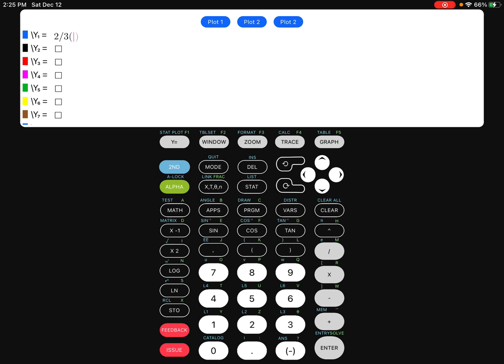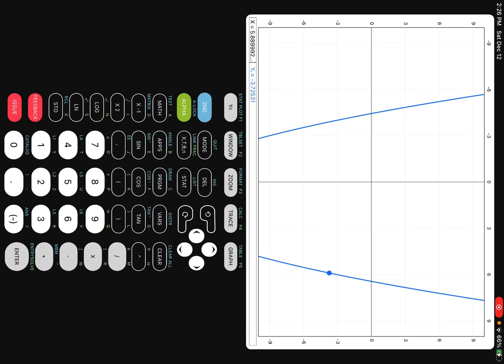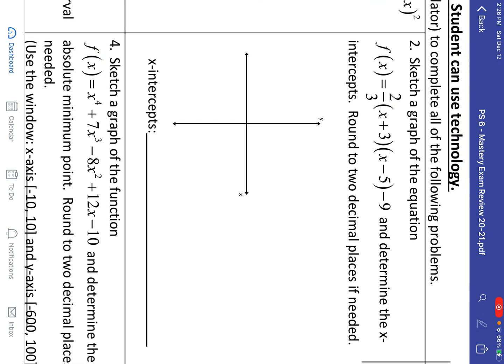So we have 2 divided by 3 times (x plus 3) times (x minus 5) minus 9. There we go. So that's our equation. We're going to graph this. I'm going to turn it sideways again to get a better idea. So it looks like it's going to be a parabola. All right, let's go back to the other sheet. We'll draw that in.